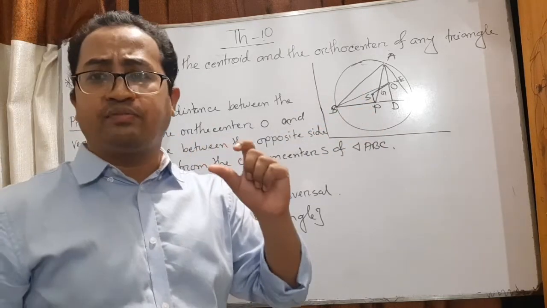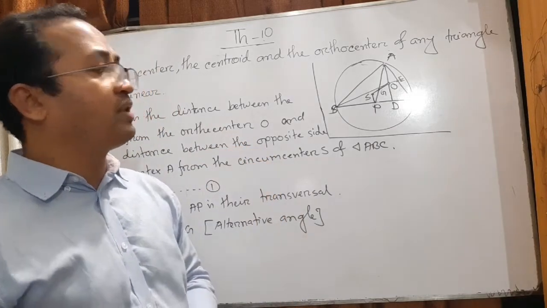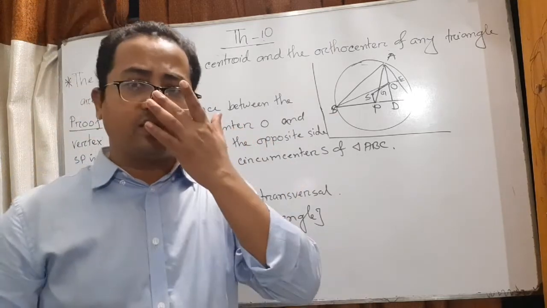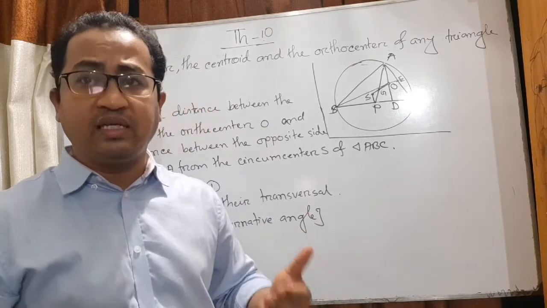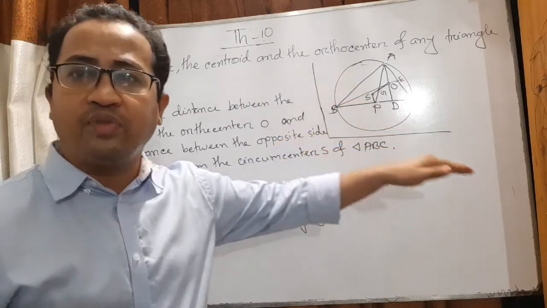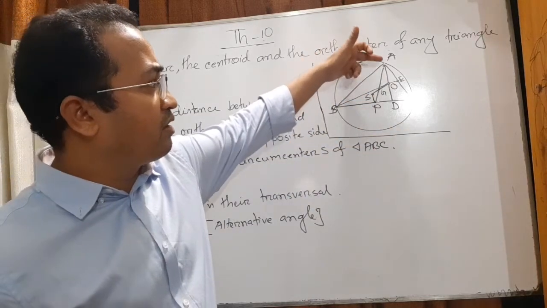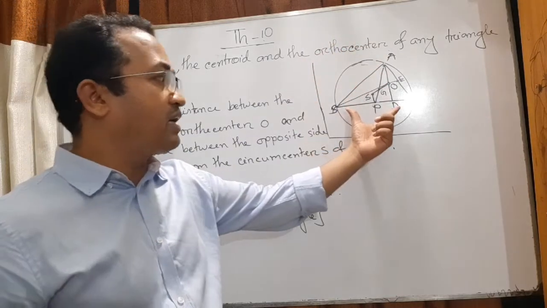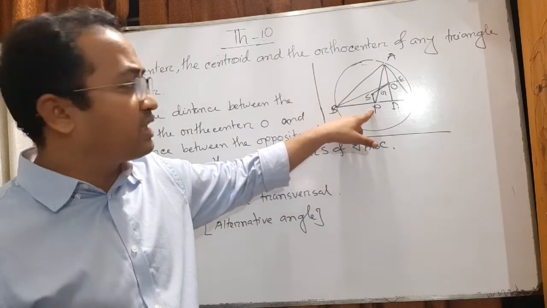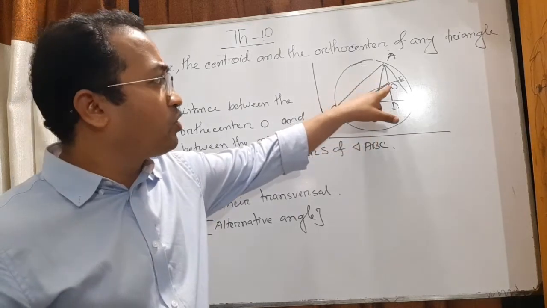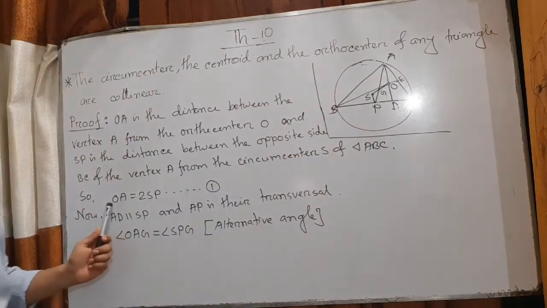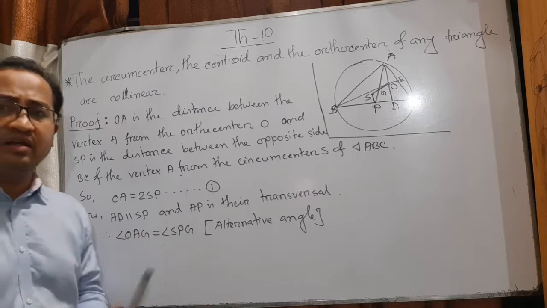So look, here is a theorem, a formula: the distance from the orthocenter to any vertex is twice the distance from the circumcenter to the opposite side of that vertex. So here OA, A is the vertex, the opposite side of the vertex is BC, and the distance from the circumcenter to that side is SP. So OA will be twice the SP. This is equation number 1. OA is equal to twice the SP.